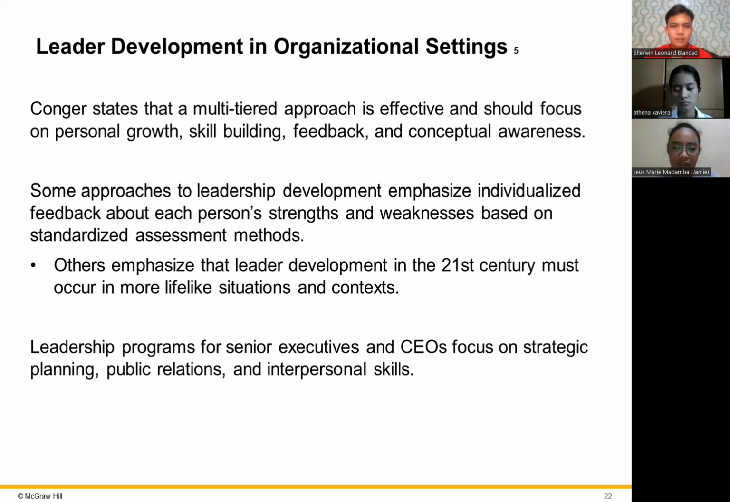Additionally, first-level supervisors and mid-level managers aside, there are also leadership programs for senior executives and CEOs. The programs vary in content depending on the organizational position, so the focus for CEOs and senior executives is on strategic planning, public relations, and interpersonal skills.